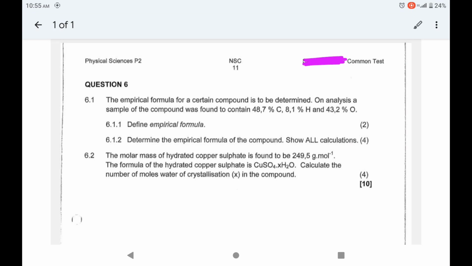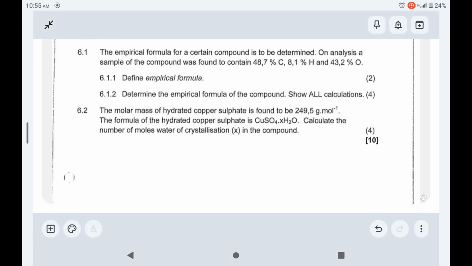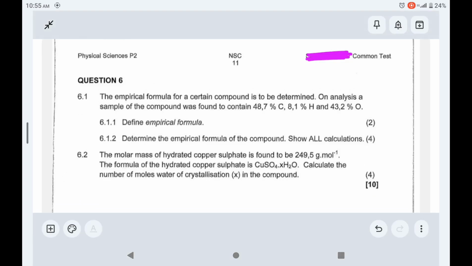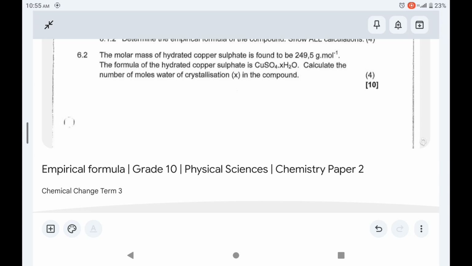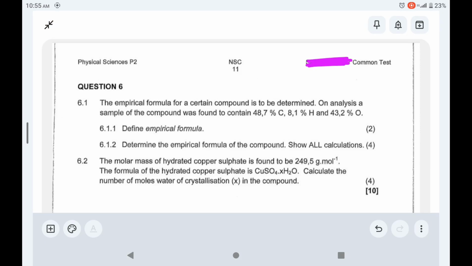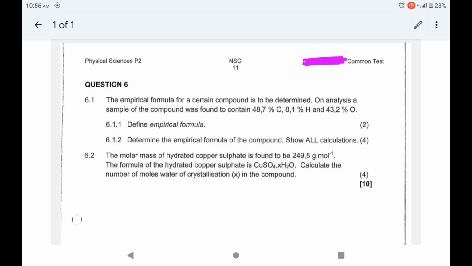So this is the question paper. Let's go through it and try to come up with different solutions. So let me open the question paper. Question 6.1. The empirical formula for a certain compound is to be determined.